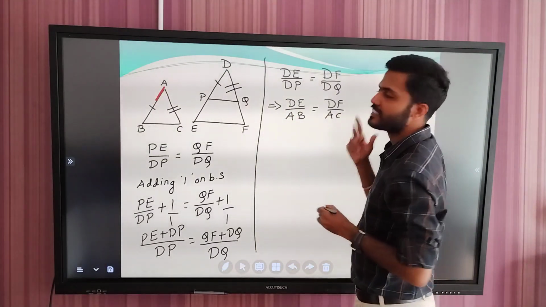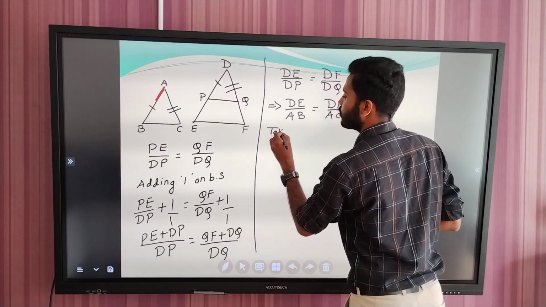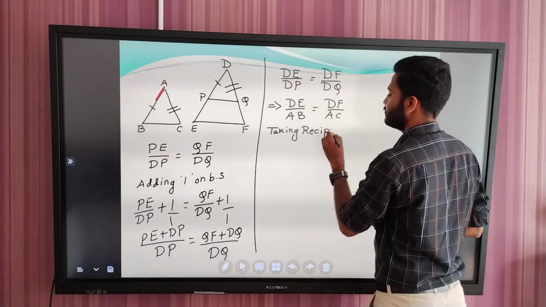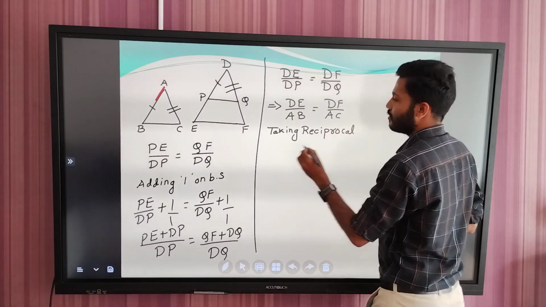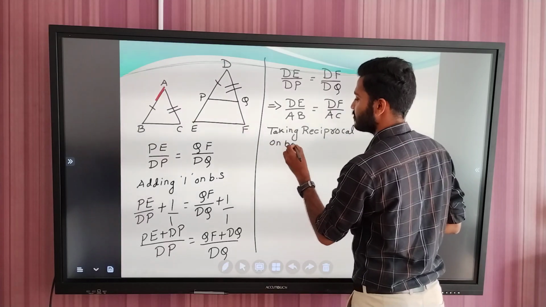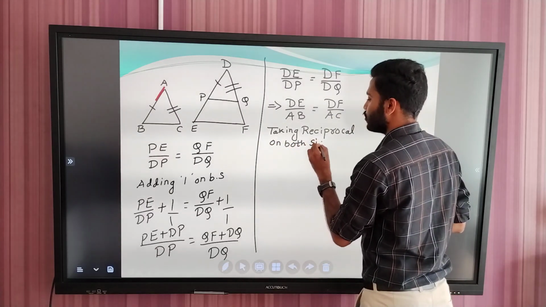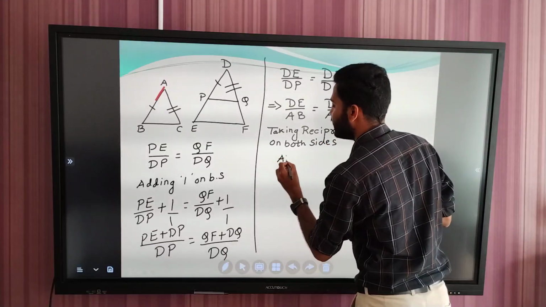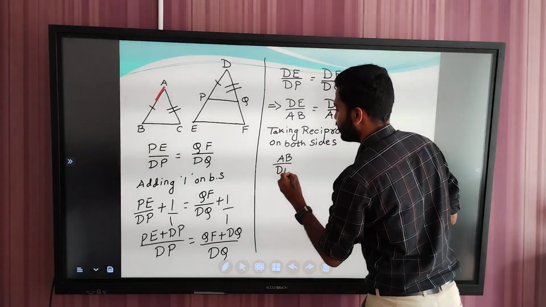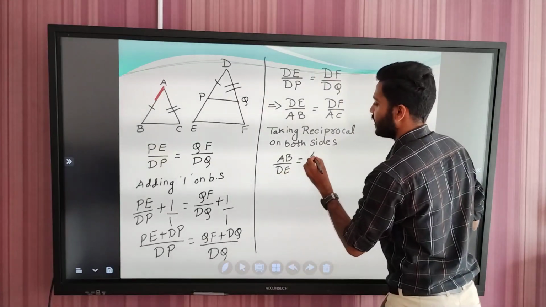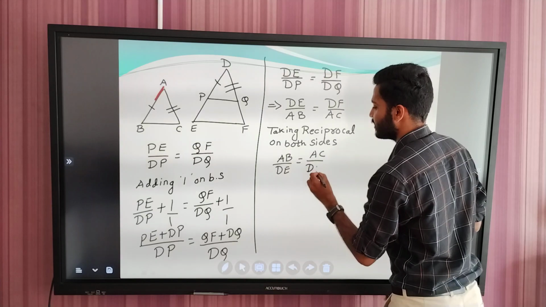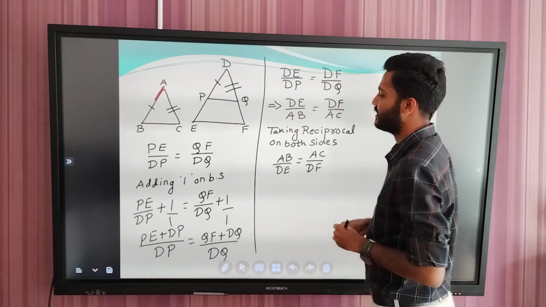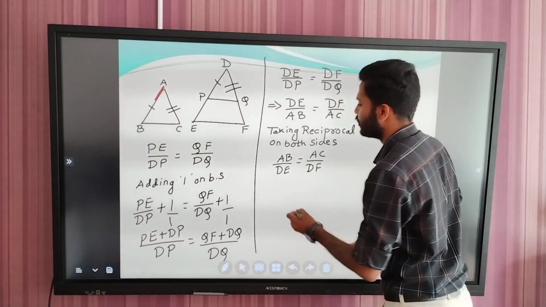Correct? So now if I take reciprocal again, taking reciprocal on both sides. So what happens, my dear students? So I am going to get AB divided by DE is equals to AC divided by DF. Correct? So that was nothing but our to prove statement. Correct? So AB upon DE is equals to AC upon DF.